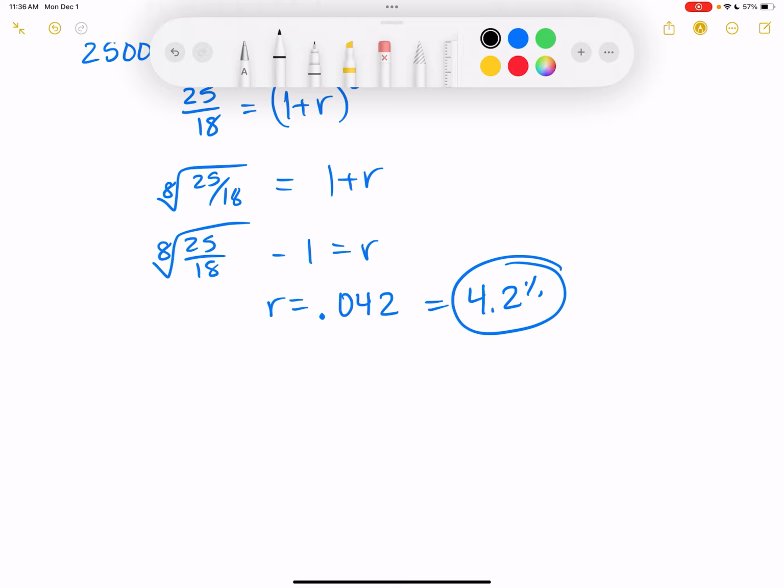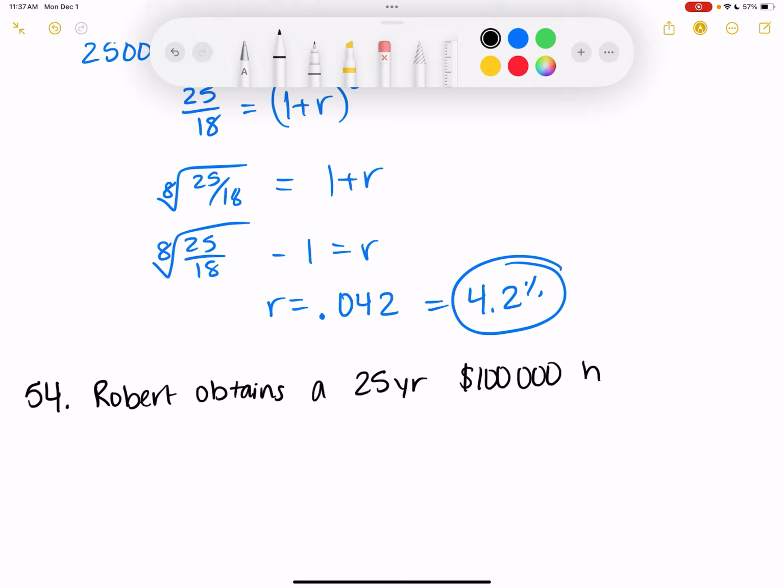All right, I'm jumping a little bit to one that will hopefully be more practical for you one day. Number 54. Robert obtains a 25-year, $100,000 home loan, or house loan, with an APR.